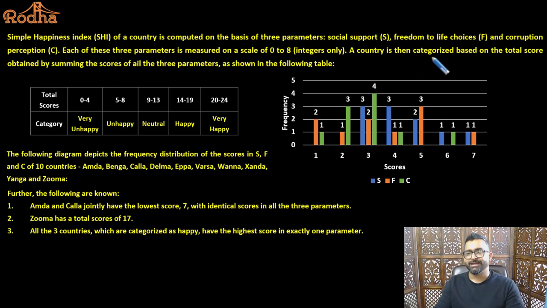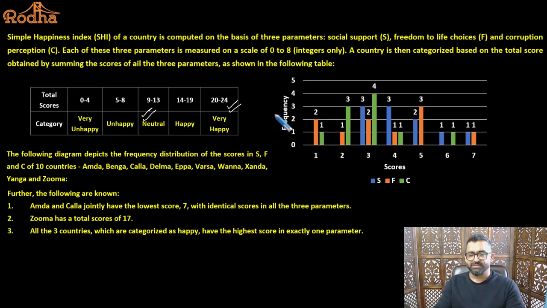A country is then categorized based on the total score obtained by summing up the scores of all the 3 parameters as shown in the following table. So if some country is scoring between 9 and 13, including both, that is termed as neutral country. If some country is scoring 20 to 24, that is termed as a very happy country, something like this. Okay. The following diagram depicts the frequency distribution of the scores in S, F, and C of 10 countries: A, B, C, D, E, V, W, X, Y, and Z.